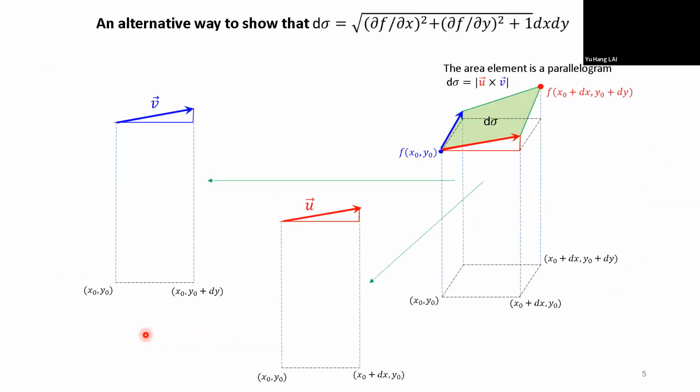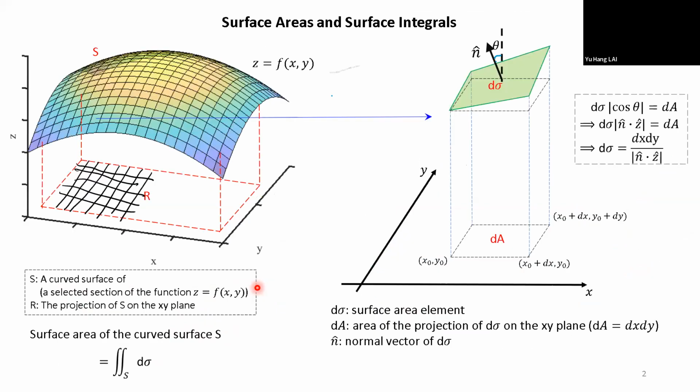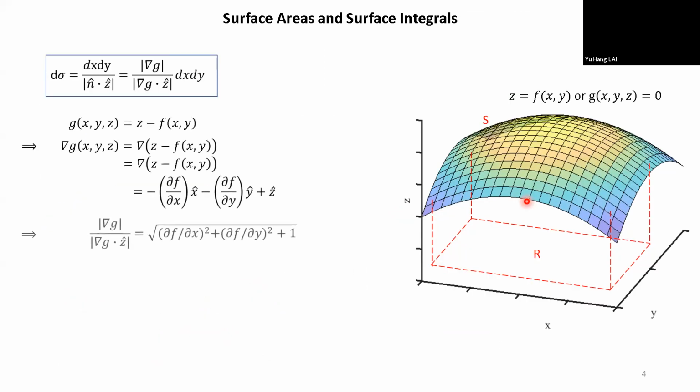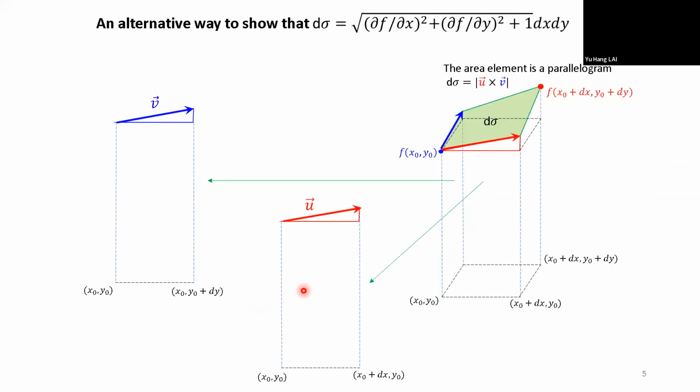But before that, let me talk about another way to show why this element is given like this. Okay, because you might not feel very comfortable thinking about gradient and all that. So I want to give you an alternative way to show why my d sigma is given by this without using the concept of gradient.